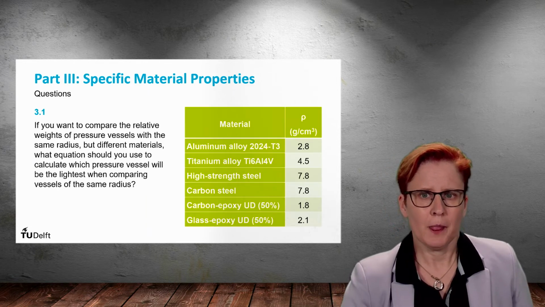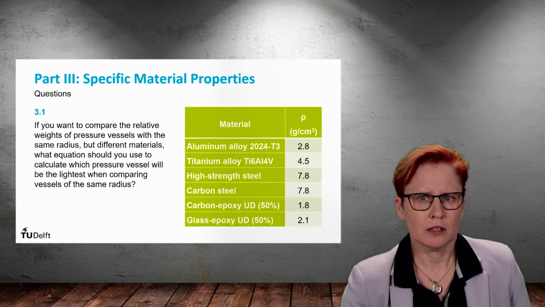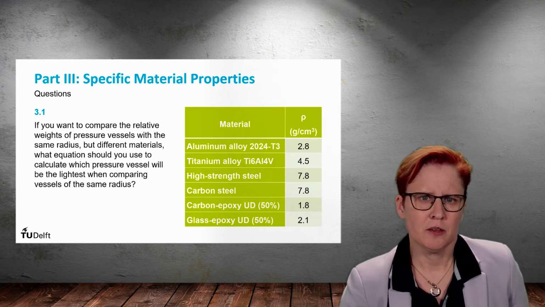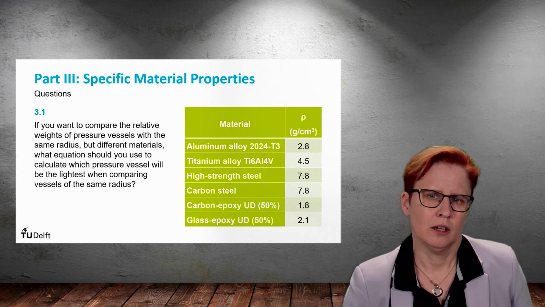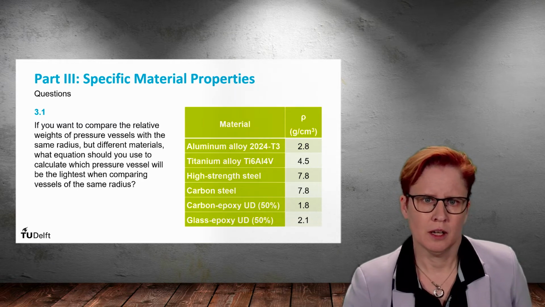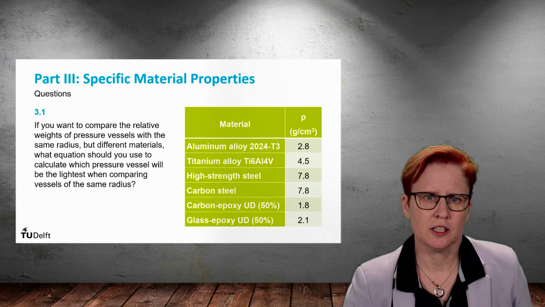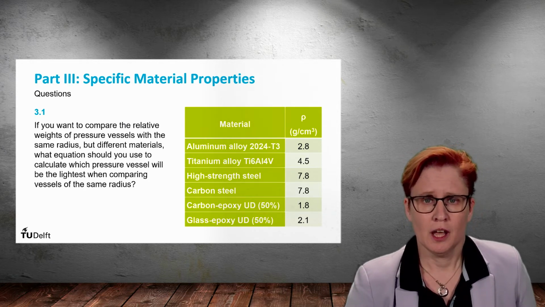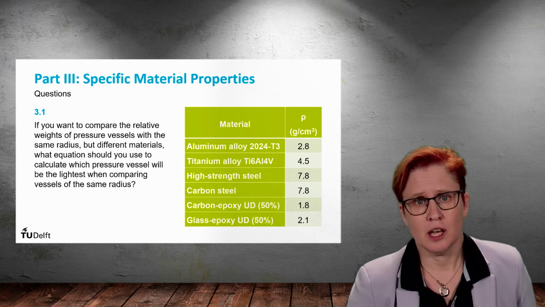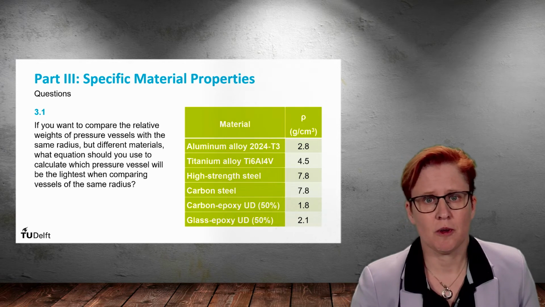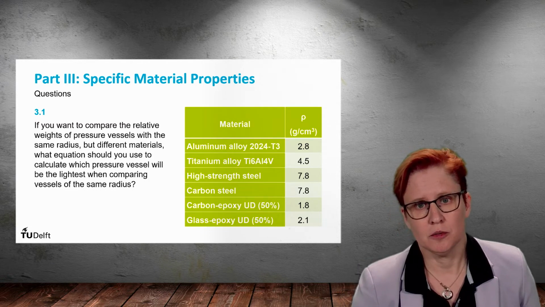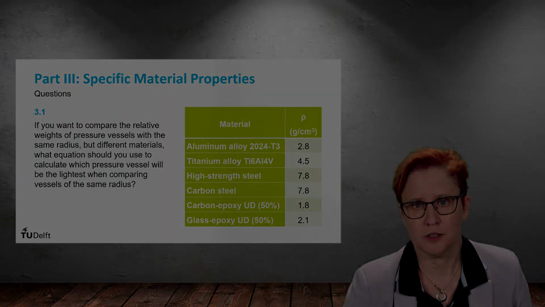In 3.1, we're going to ask you to look at some equations and work out if you can derive an equation that you should use to calculate which pressure vessel will be the lightest when comparing vessels of the same radius. And to help you do this, I have listed in a table next to this question the density of the different materials that you investigated already in phase 2.